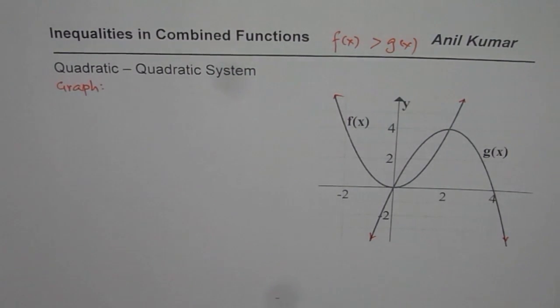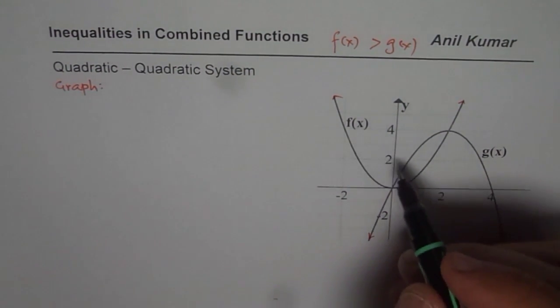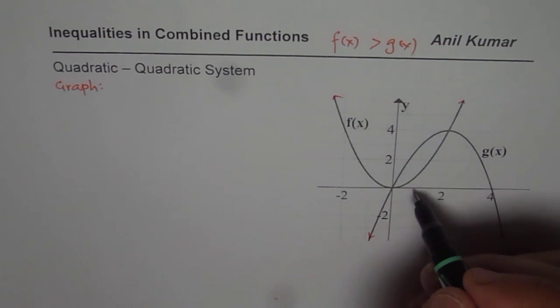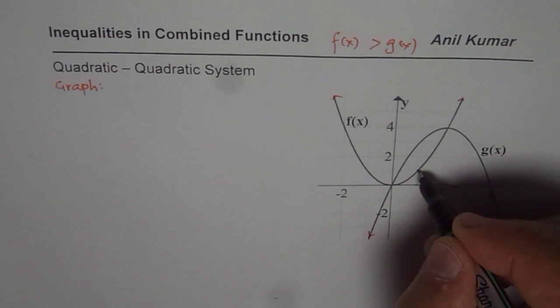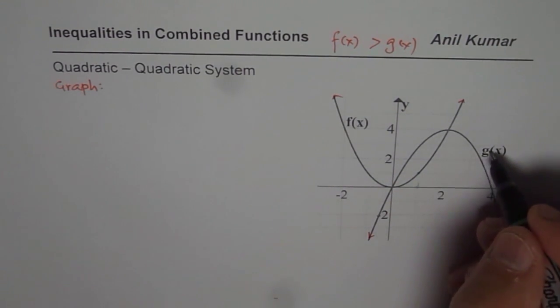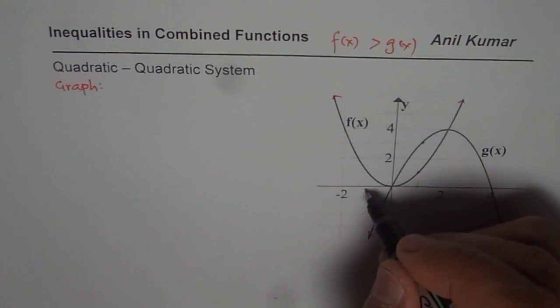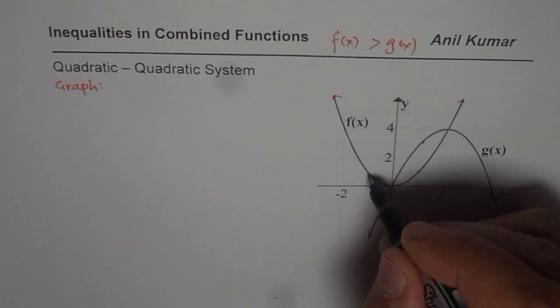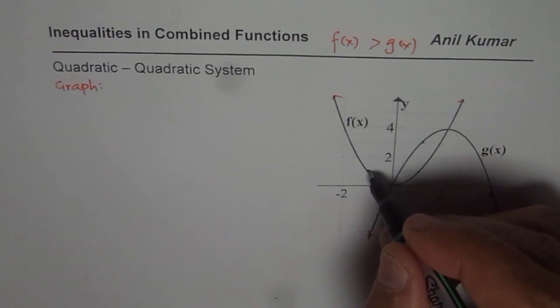Now the graph is given to us, so from the graph we can actually read the solution. When we say f of x is greater than g of x, we compare the y values for a given x value. So if I take, let's say, 1, then f of x is 1, but g of x is 3. So f of x is less than g of x, right? If I take a value of minus 1, f of x is 1 and g of x is negative, so f of x is greater.